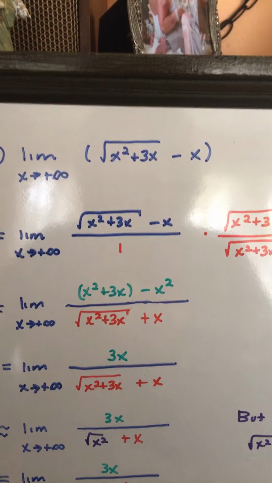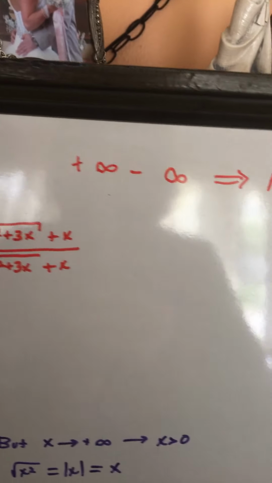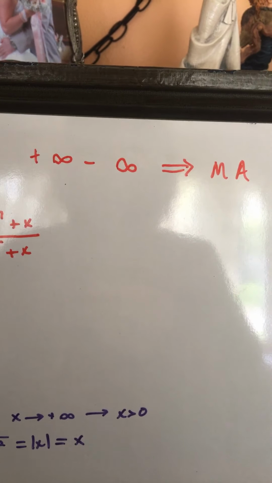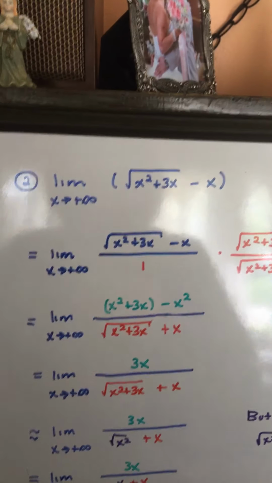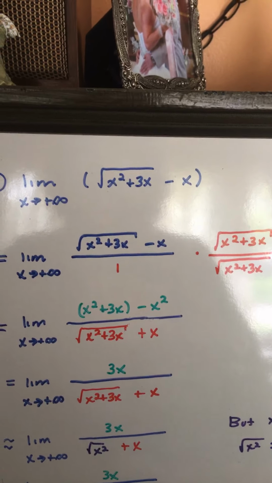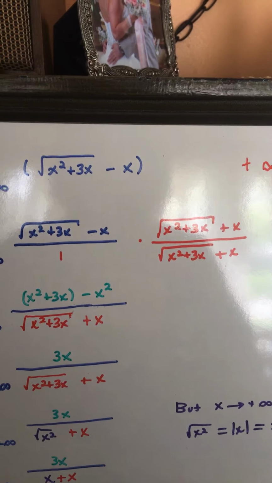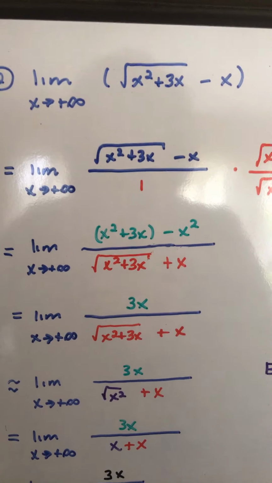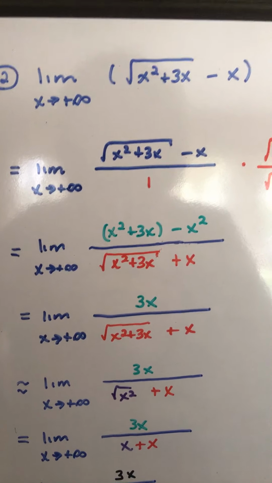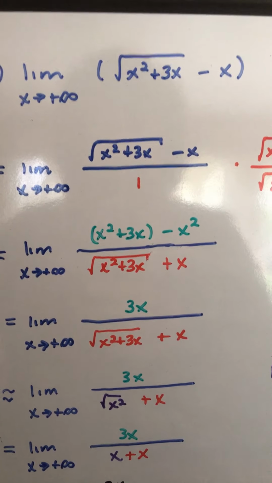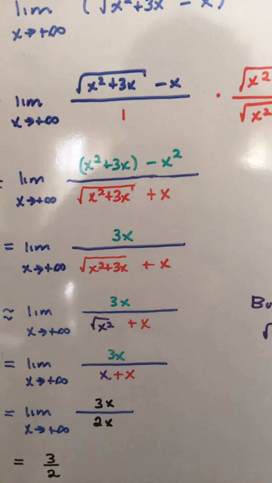Case 2. The limit as x approaches positive infinity of this particular one, again, is a positive infinity and a negative infinity. So I need to do more algebra. When I come back over here, I have to put the 1 in the denominator. I have to rationalize the numerator. And x squared plus 3x minus x squared, the x squareds cancel. I'm left with 3x. And again, I'm going to have to go to my end behavior model.